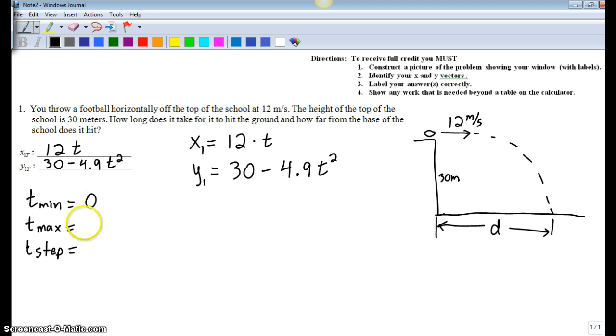Our t maximum, we've been using 10, but if you've noticed, all of our problems end up being less than 5 seconds long. So I'm going to shorten our t max to 5, and then we always start our t step at 0.1. So we'll plug that in, and then our x min max.